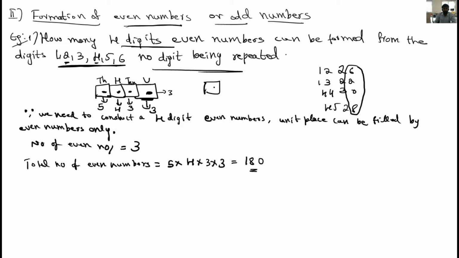Or consider the same problem. A 4-digit number is there: unit place, tens place, hundreds place and thousands place. First you need to fill the unit place. How many even numbers are there? 3 even numbers are there. Then for tens place, here 3 possibilities are there, but at a time you can take one number.